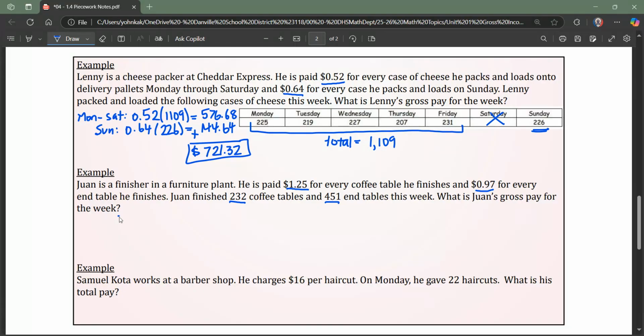So first let's do coffee tables. He gets $1.25 for each one of those, and he had 232 coffee tables. Maybe we circle these because they go together. So if I do $1.25 times 232, I get $290. If I move on to end tables, he got paid 97 cents for each of the end tables, and he finished 451 of those. That gives him $437.47 for end tables. Gross pay is going to be, to add them up, $727.47.